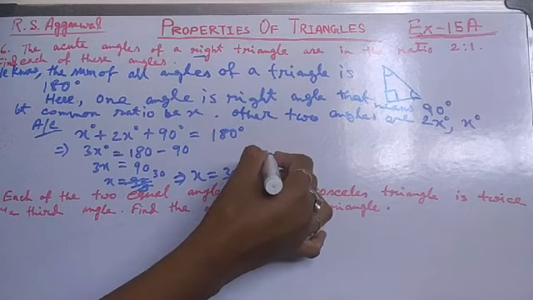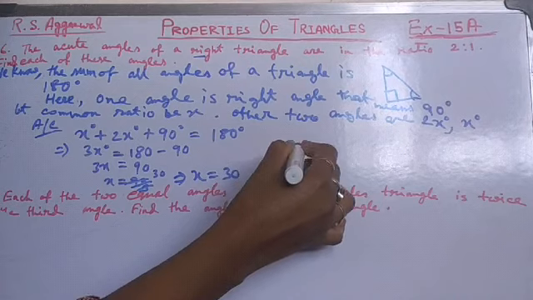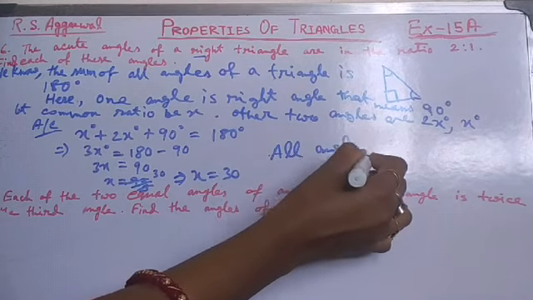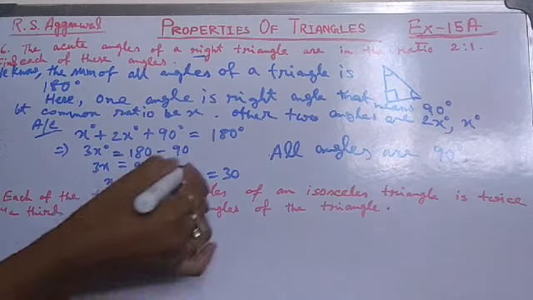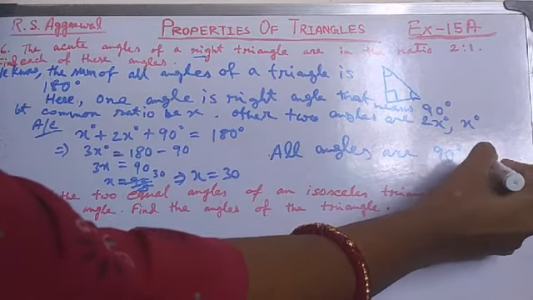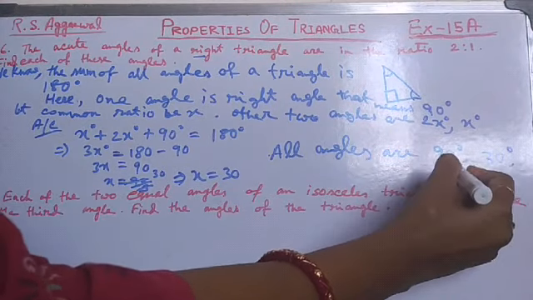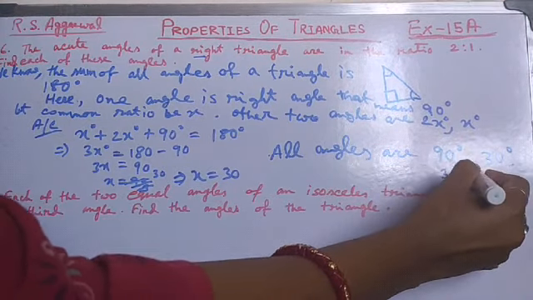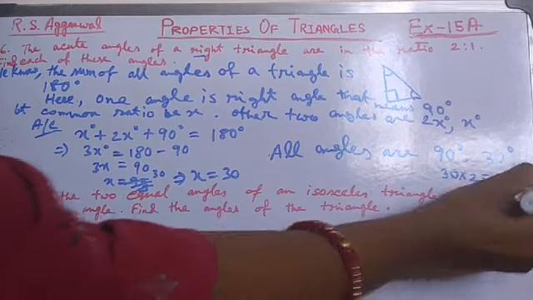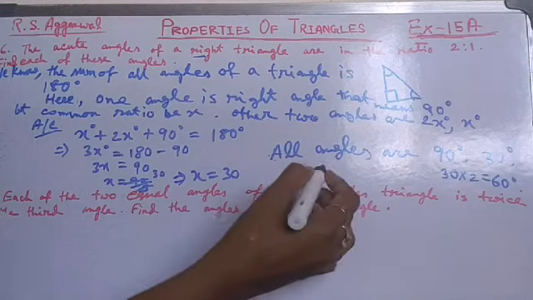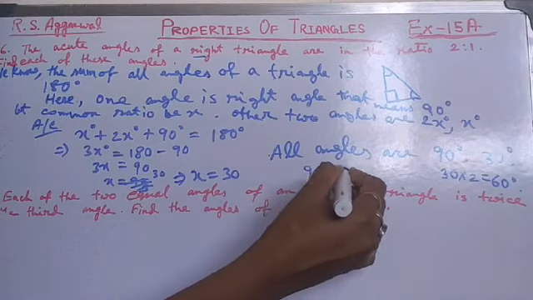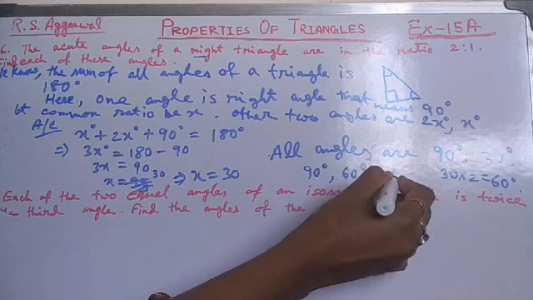So all angles are, first one is 90 degree, next one is 30 degree and other one is 30 into 2, that means 60 degree. So 90 degree, 60 degree and 30 degree. These are the angles.